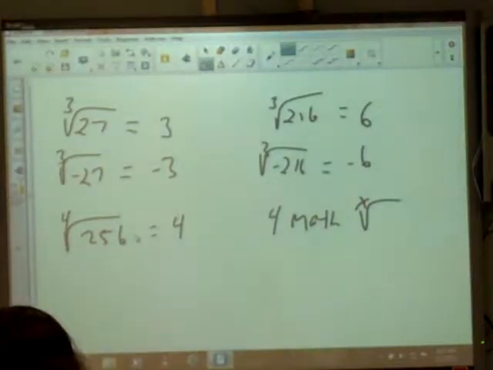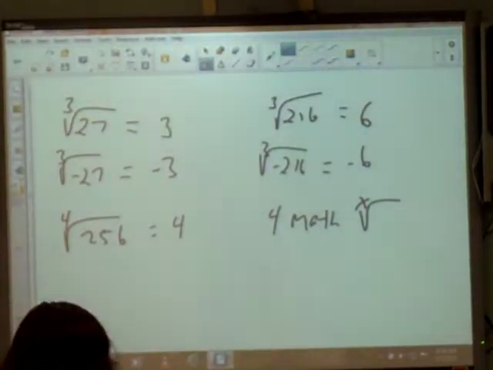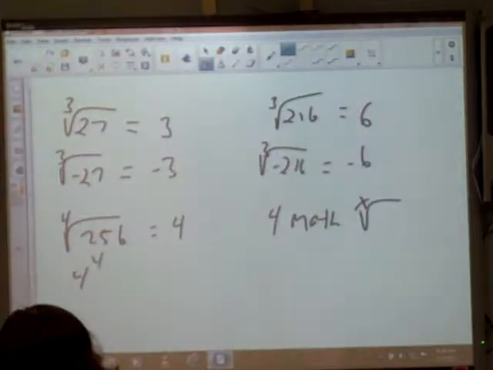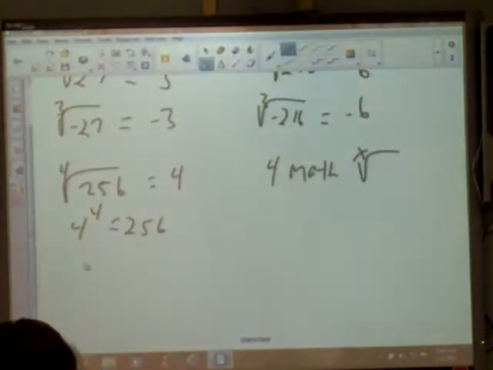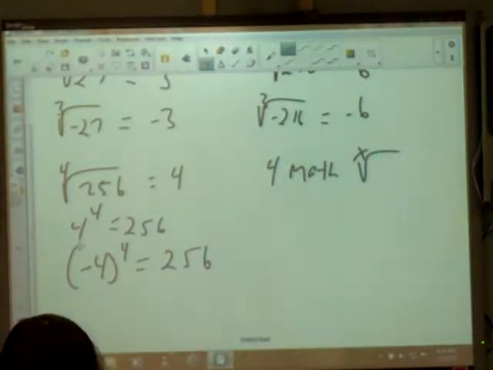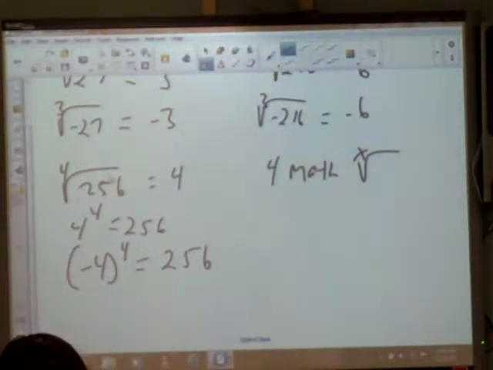But now this is not my complete answer. This says that 4 to the 4th equals 256, and it does. But negative 4 to the 4th will also equal 256, won't it? Because a negative times a negative times a negative times a negative is a positive. So my actual answer, good Sydney, would be plus or minus 4.